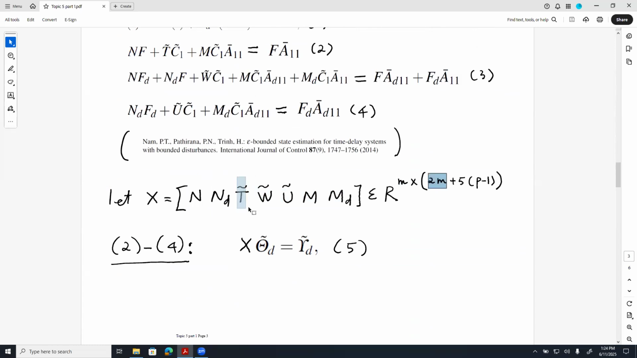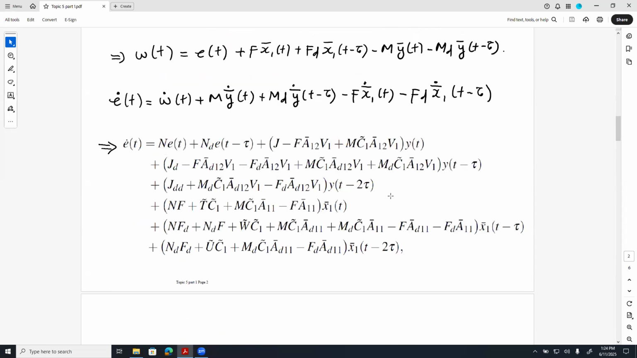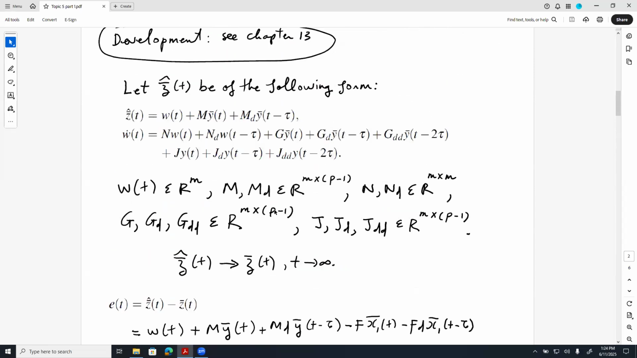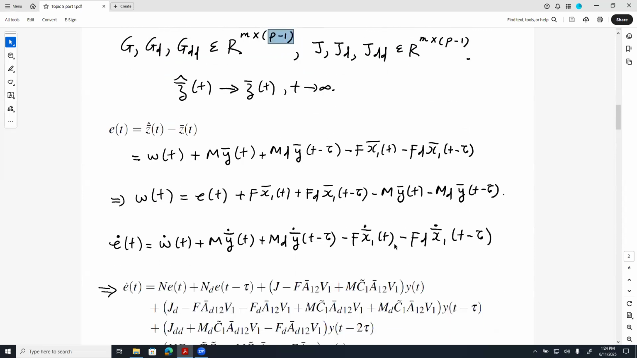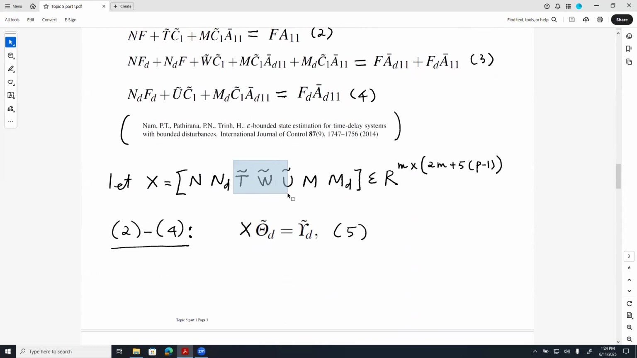And these matrices, T tilde for example, are related to the number of columns of matrix V, which we specify in here, which is p minus 1. So together there are 1, 2, 3, 4, 5, so we got 5 times p minus 1 columns altogether, together with 2m columns. So that tells us the dimension of this unknown matrix X.